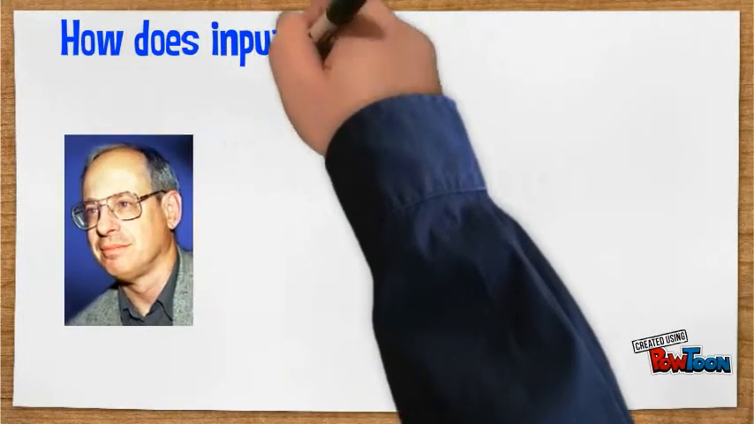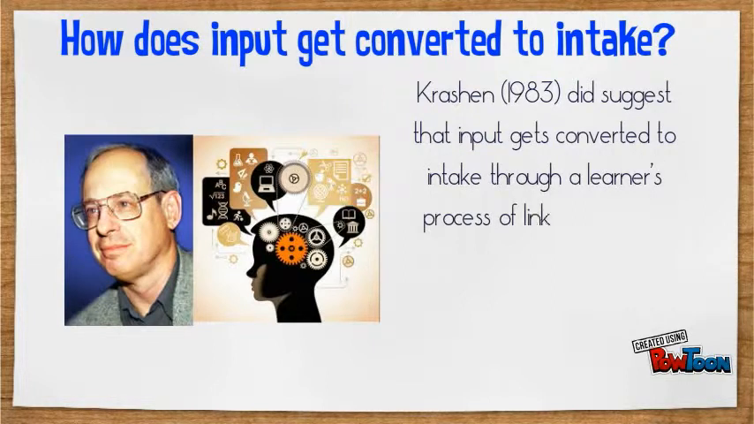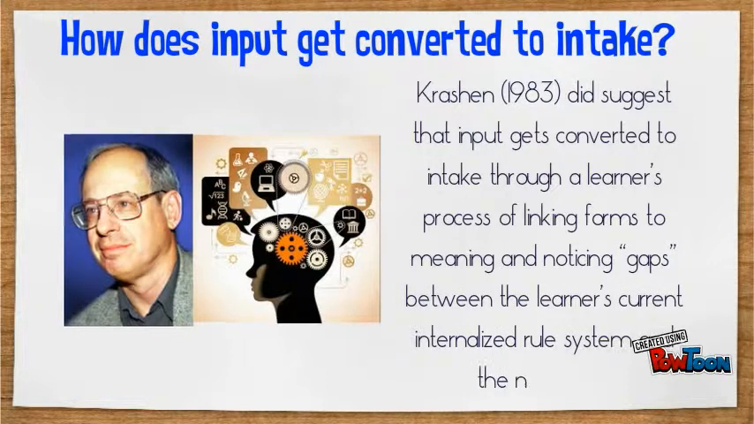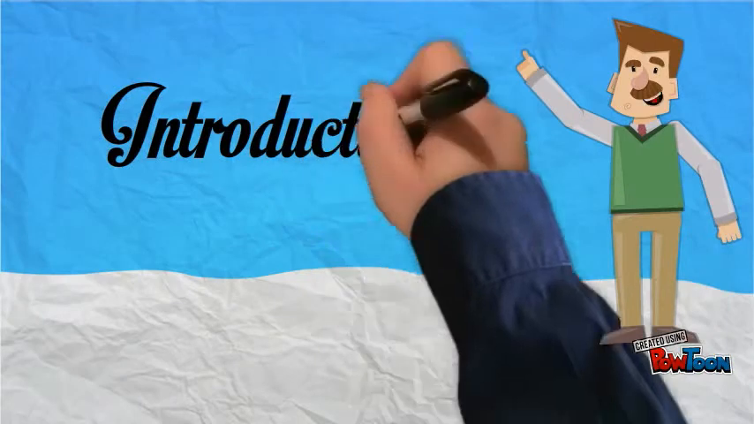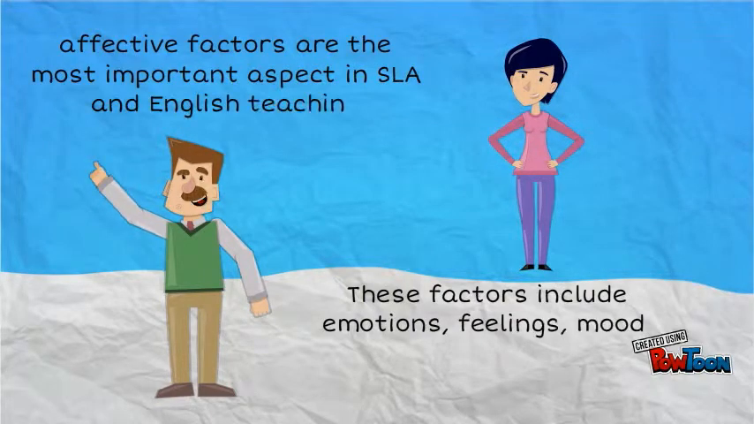Krashen 1983 did suggest that input gets converted to intake through a learner's process of linking forms to meaning and noticing gaps between learner's current internalized rule system and new input. Affective factors are the most important aspects in second language acquisition and English teaching. These factors include emotion, feeling, mood, attitude, and so on.